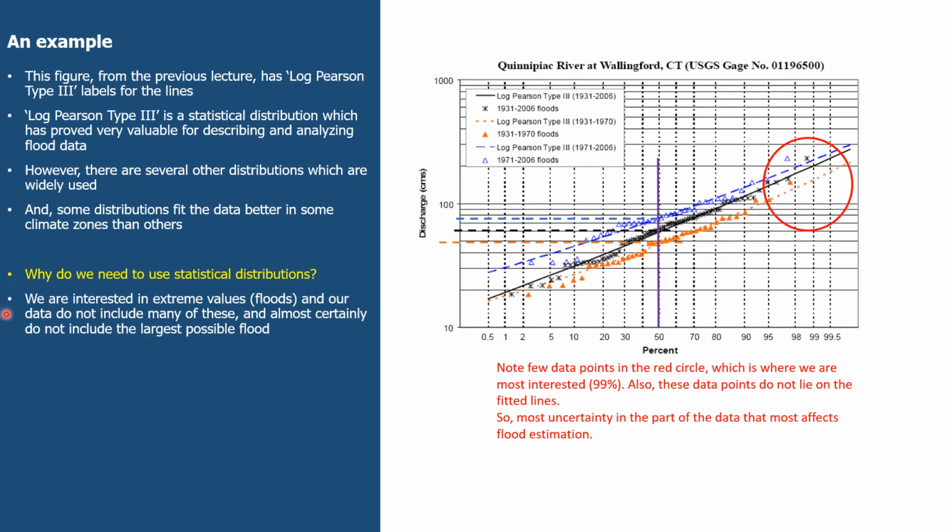Why do we use statistical distributions? Well, we're interested in extreme values, and our data, as it shows here in the red circle, we don't have a lot of data in the area that we're most interested in. So if we can fit distributions to the data, we can then extend the data off to the high magnitude, low frequency events and start to predict how large these will be, if we know that these distributions fit the data well.